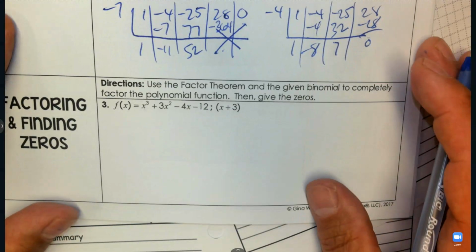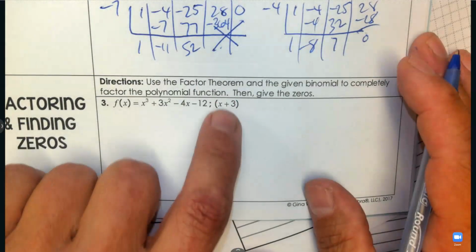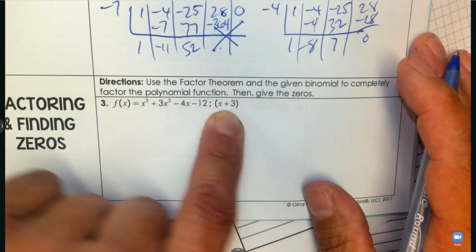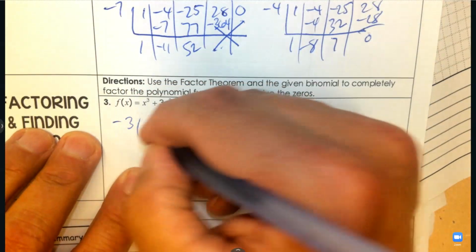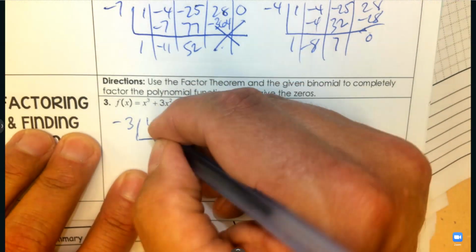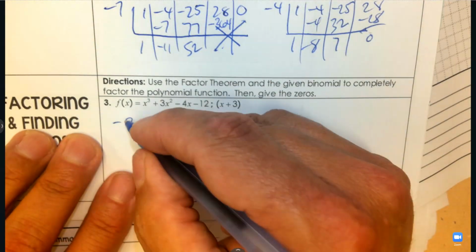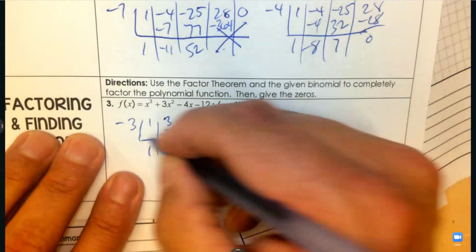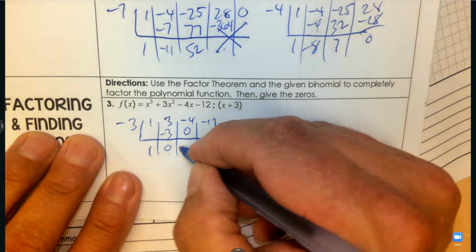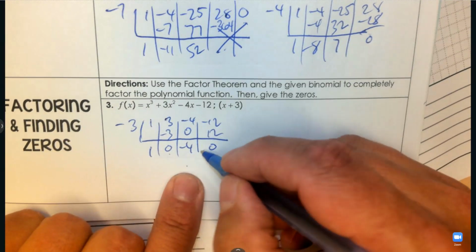All right. Use the factor theorem and the given binomial to completely factor it. So here I'm given that x plus 3 is a factor. So I know that when I divide, the answer is 0 at the end. But I still need to know what the answer is. So I'm going to drop the 1, negative 3 times 1, negative 3 times 0, a negative times a negative. And you can see the remainder is 0.